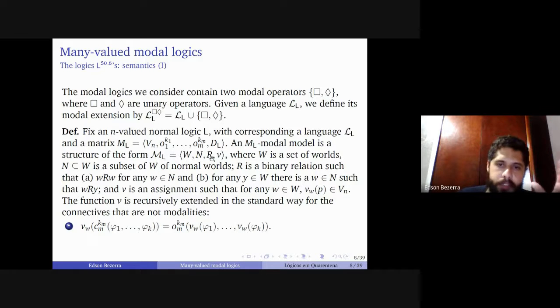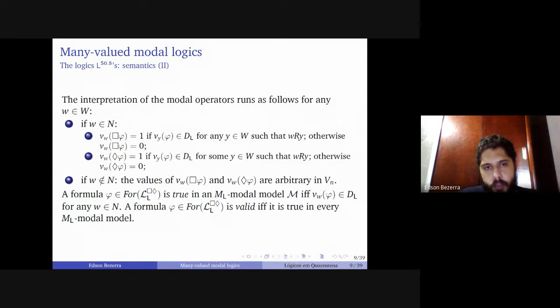We can find, for example, this definition in the Graham Priest book on non-classical logics. He defines the semantics for many non-normal modal logics, and the logic S0.5 can be semantically defined in this structure when we have the set of worlds and the subset of normal worlds. Okay, and we define an assignment for any world, which can be recursively extended in the same way as the propositional case, and the modalities are defined in this way.